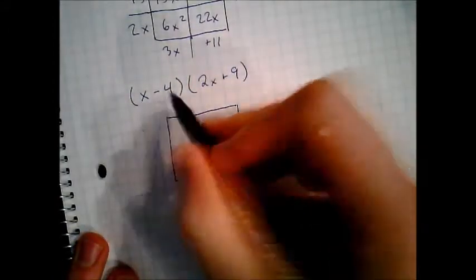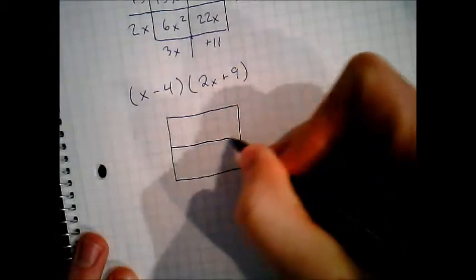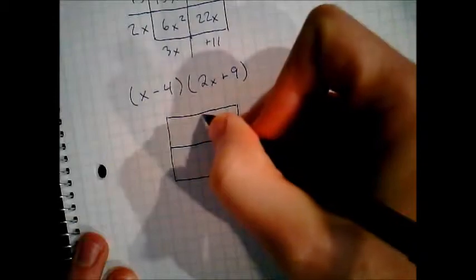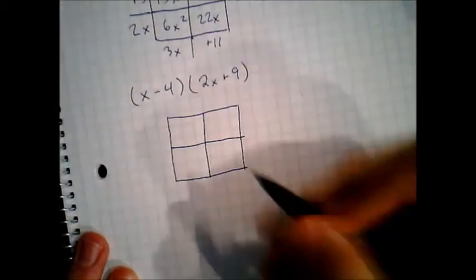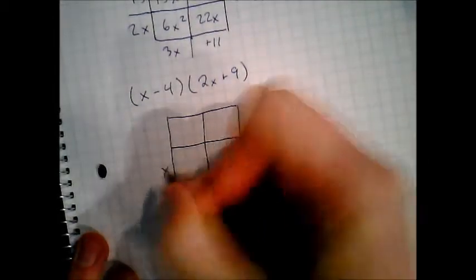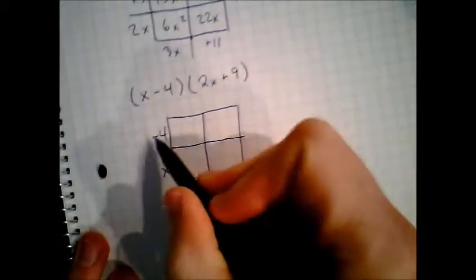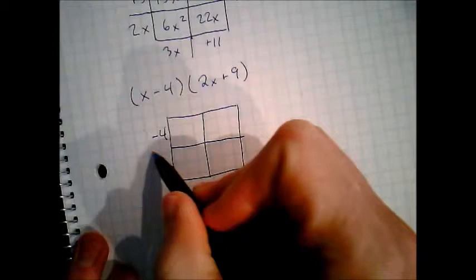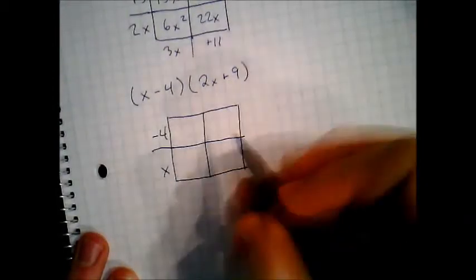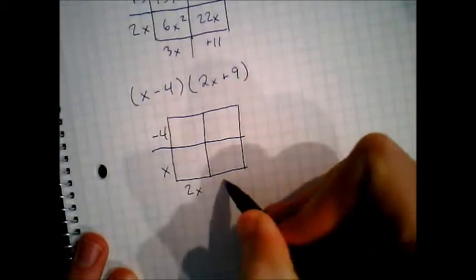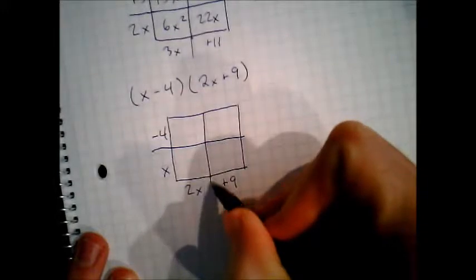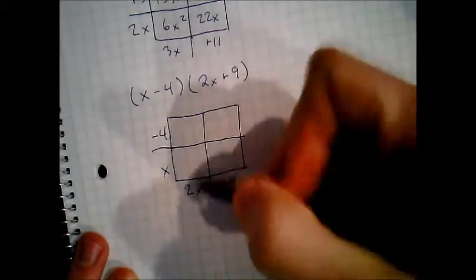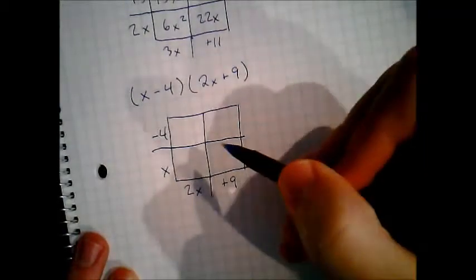Okay, so we have 2 terms in our first group, so we're going to have 2 rows, and we have 2 terms in our second group, so we're going to have 2 columns. So we have x minus 4. It's very important that you include the minus 4 because this is, remember, a positive x and a negative 4. And then across the top we have a positive 2x and a positive 9. Okay, remember, each term gets its own row and its own column.